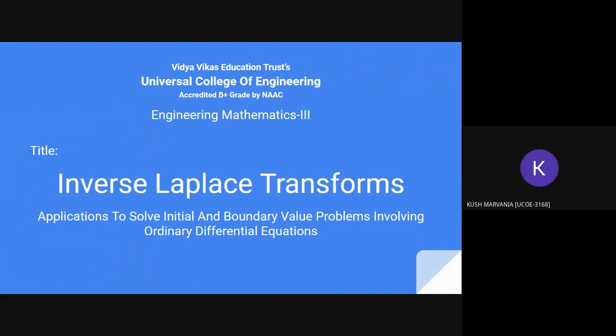So, our topic for today is inverse Laplace transformation. To be specific, we are going to study its application to solve initial and boundary value problems involving ordinary differential equations. Friends, if you haven't heard about this topic, there is nothing to worry about because we are going to start this tutorial from scratch.